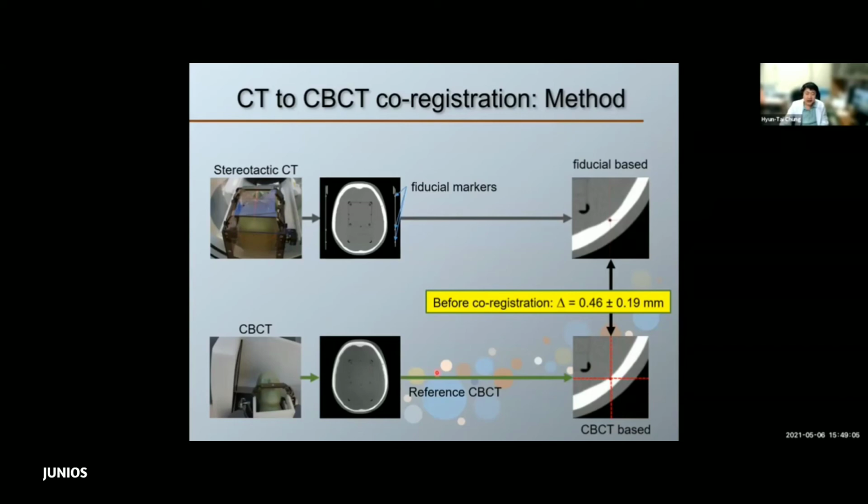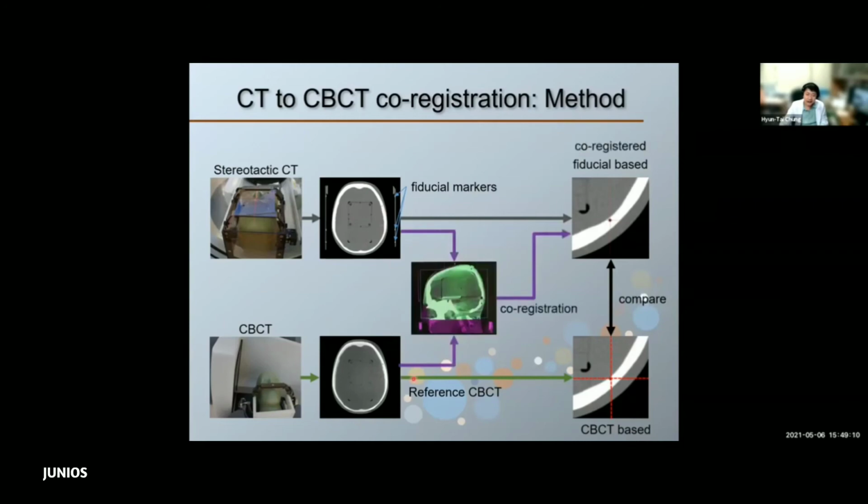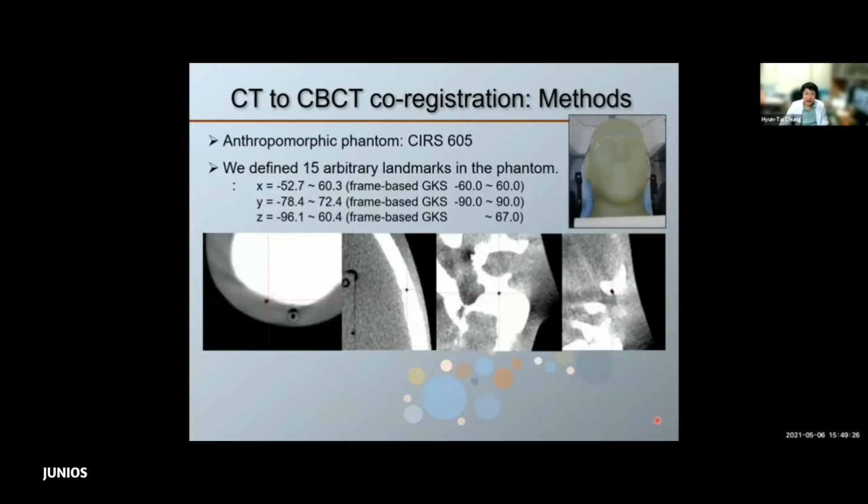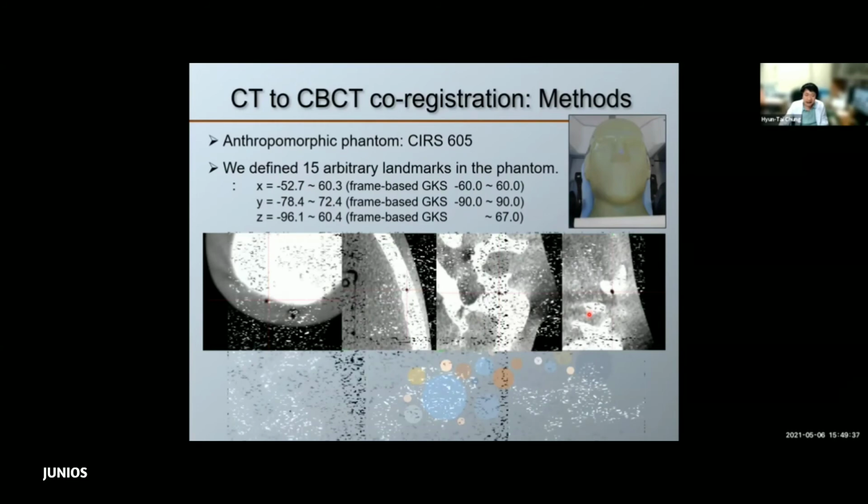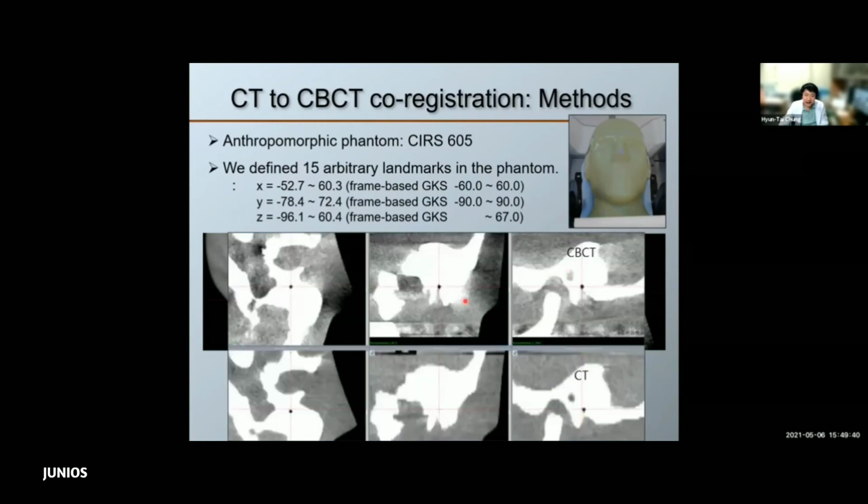To check the accuracy of correlation, I correlated these CT images to cone beam CT images. Now, these CT images have another correlated coordinate system. So I compared this correlated coordinate system to the cone beam CT-based coordinate system. To compare the locations, I need some landmarks. So I found some air bubbles in the phantom, 15 air bubbles like this. You can see that between cone beam CT and CT, there are clearly some differences. Of course, this is the worst case.